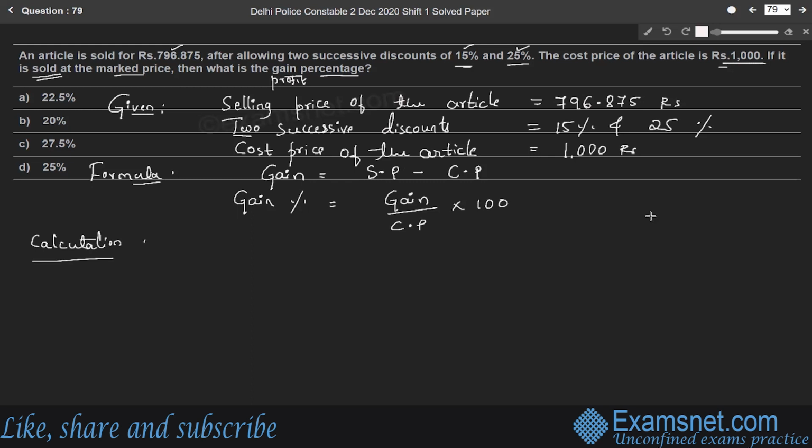So calculation. So let market price of the article be X rupees. So in the question it is given if it is sold at market price. So if it is the selling price of the article is equal to market price, right? So for that, let us assume market price of the article is equal to X rupees, right? So after allowing first discount of 15%, right?